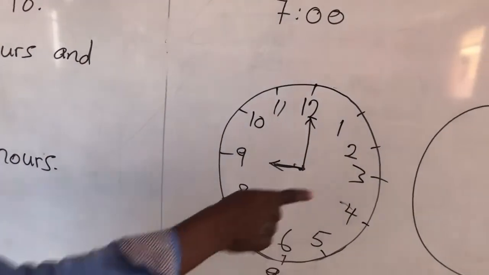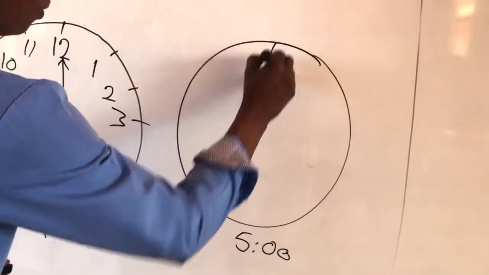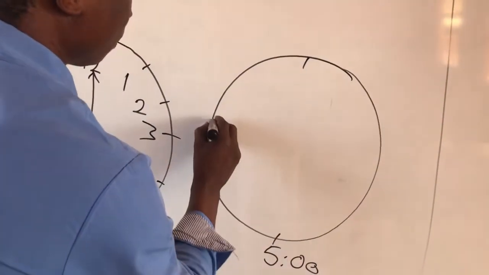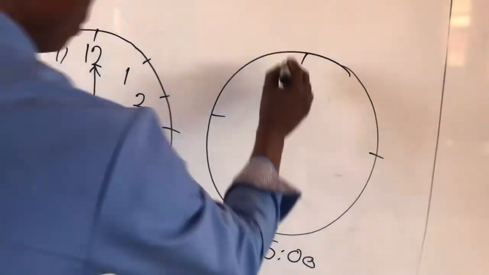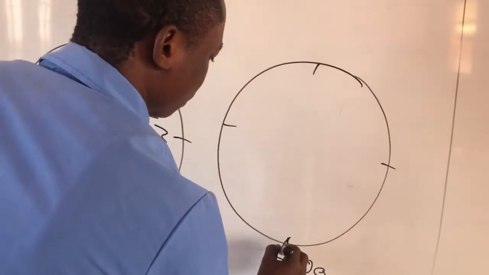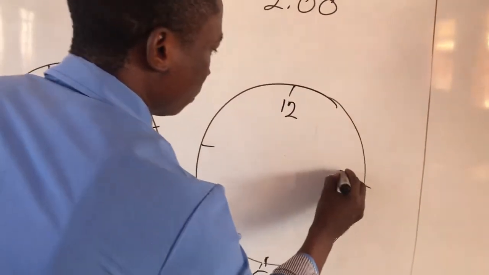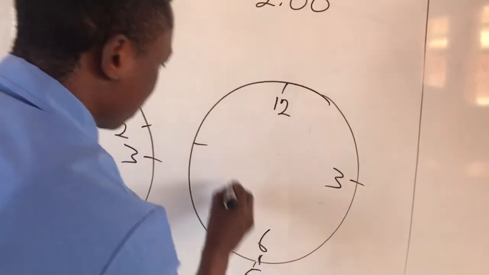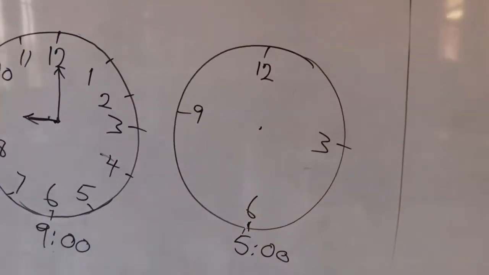Alright, the next one under this. Mark it top down, left, right. Then you write your figures. This is 12, 3, 6, 9. The middle is what? Alright.